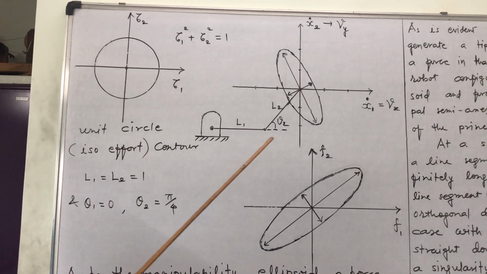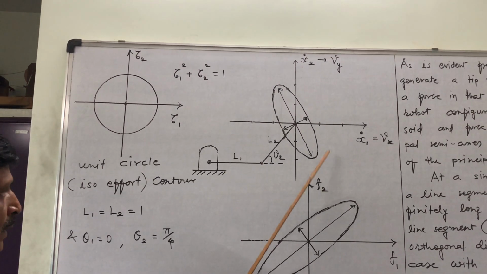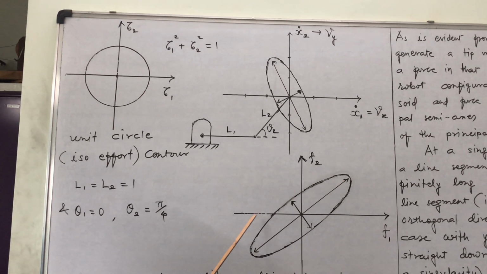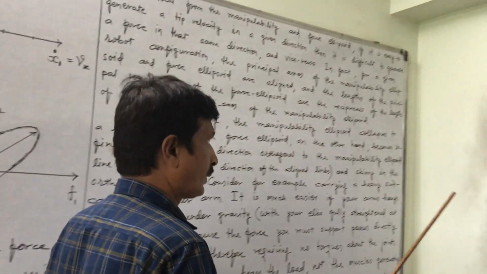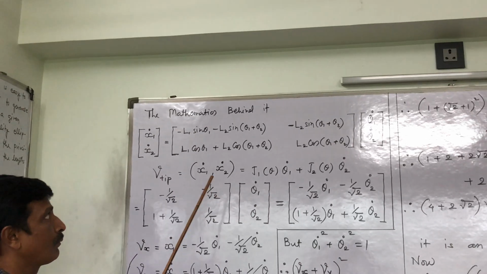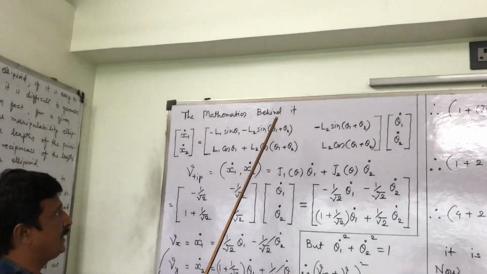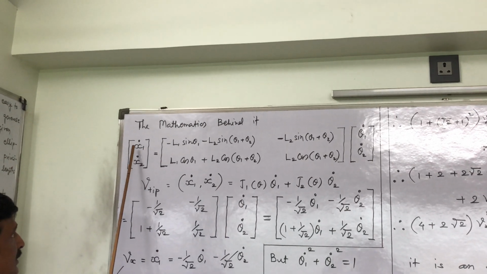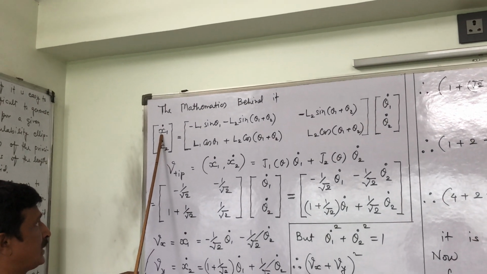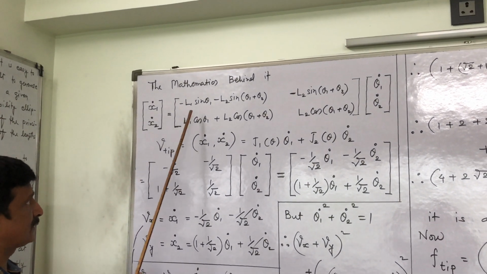So we will obtain the equation for this manipulability ellipsoid, that is the velocity ellipsoid, and the force ellipsoid. See here, the mathematics behind it, x1 dot, x2 dot. This one is Vx, velocity in the x direction, this one is velocity in the y direction.